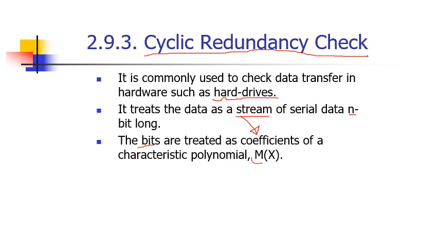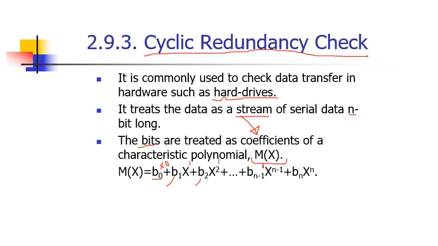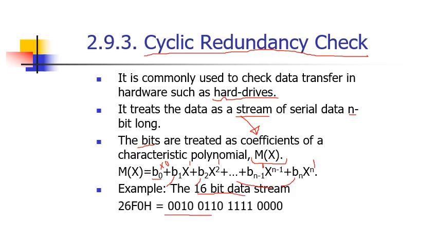These bits are used as coefficients of a characteristic polynomial m(x). For example, your least significant bit, the zeroth bit, is a coefficient of x to the power 0. Your b1 is the coefficient of x to the power 1, b2 the coefficient of x to the power 2, and so on. Your bn is the coefficient of x to the power n. Good.